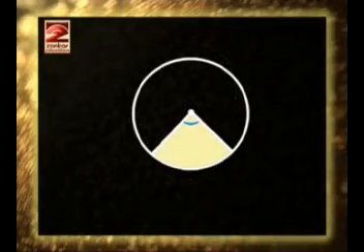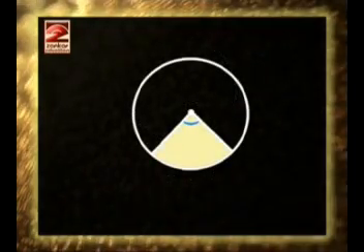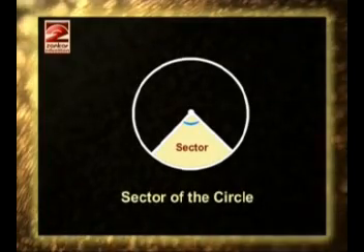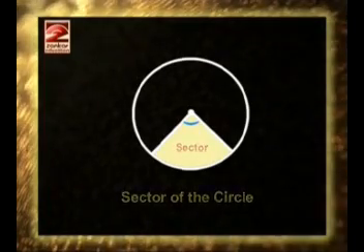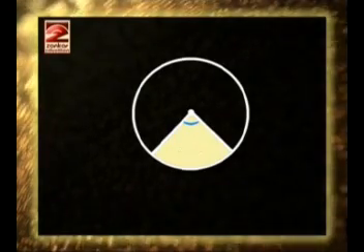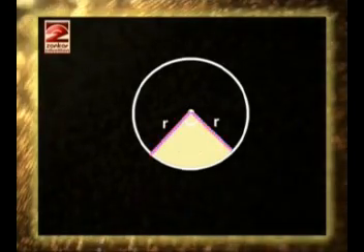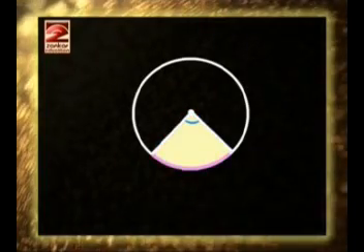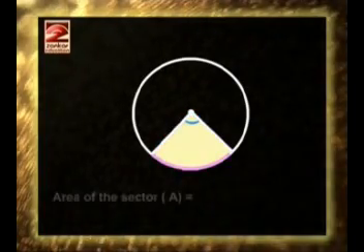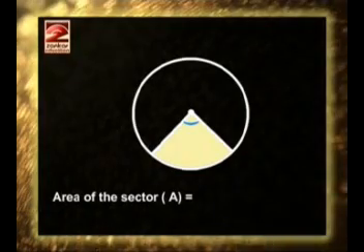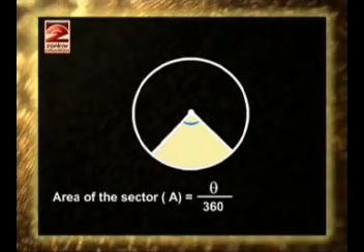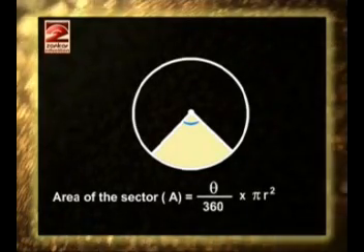Now, if we shade this portion of the circle, it is known as the sector of the circle. That means the sector of the circle is the part of the circle enclosed by two radii of the circle and their intercepted arc. Now, area of the sector is equal to theta upon 360 into pi r square.